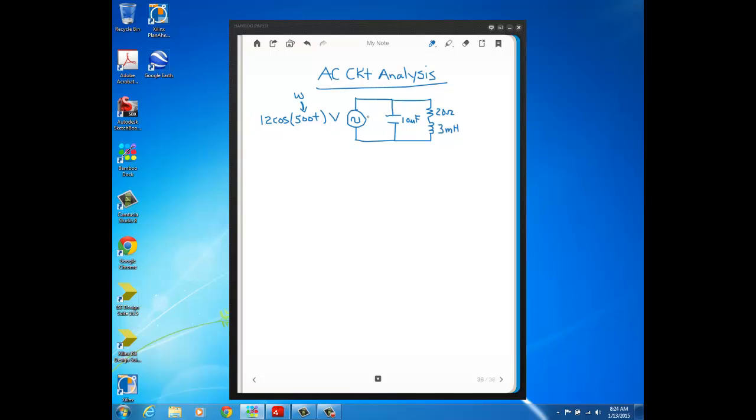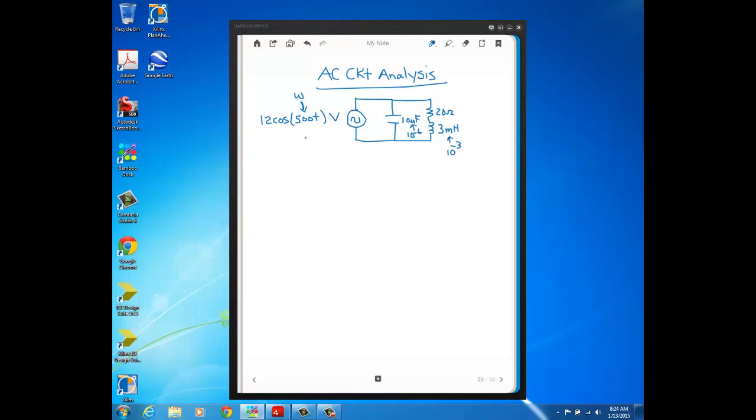And we've got this sinusoidal voltage source connected up to a capacitor, as you can see, of 10 microfarads. Micro is 10 to the minus 6. Okay, don't confuse that with milli like some people do. Here's a 20 ohm resistor, and then this is a 3 millihenry inductor. Okay, milli being 10 to the minus 3.